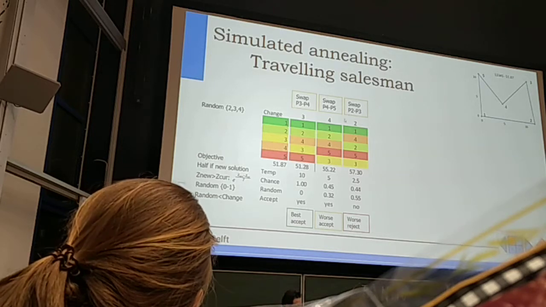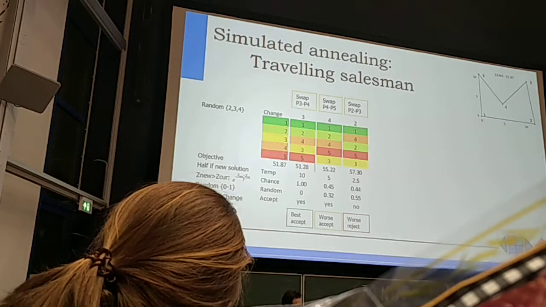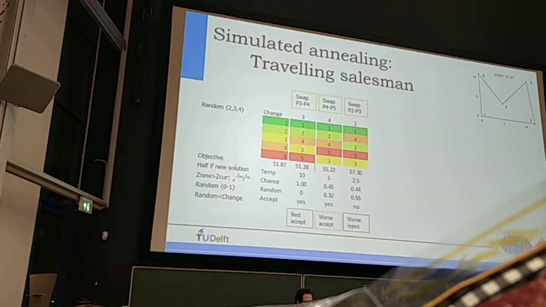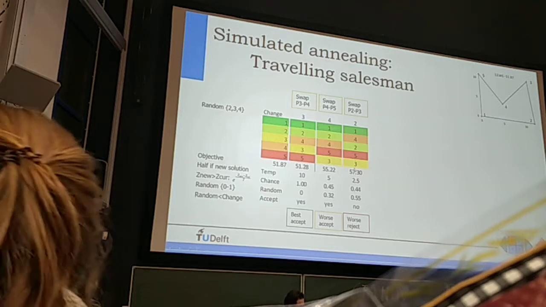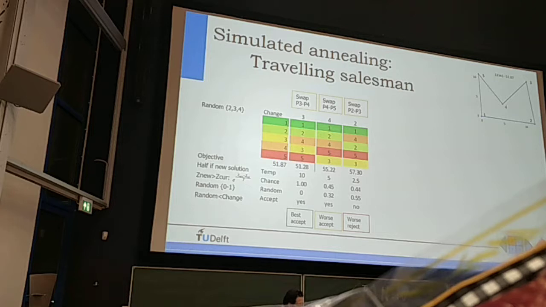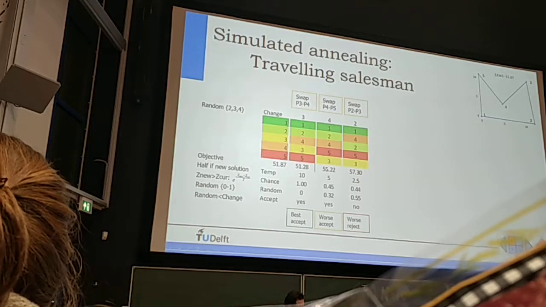So now we've picked a random number from 2, 3, or 4, and we've picked 2. So now we're going to swap 2 and 3. So we've swapped around 4 and 2. So now we order 1, 4, 2, 5, 3. The objective is 57.30. That's worse than the objective we had.